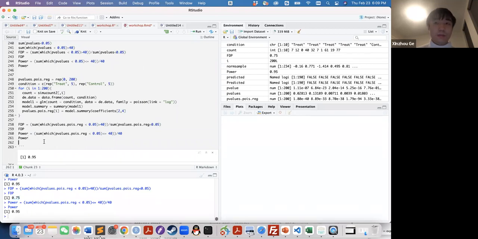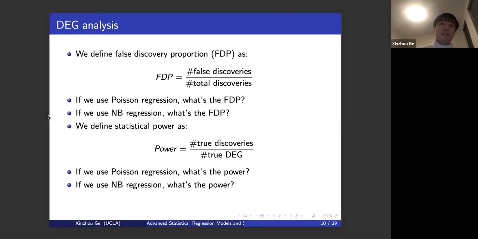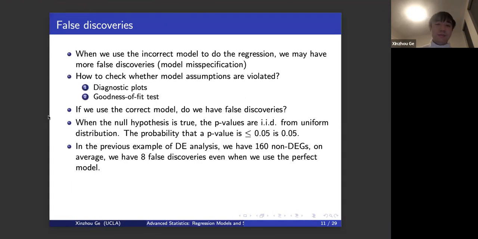So we can go to our next part. From these results, we can first get some conclusions by comparing these two models. We may use the incorrect model to do the regression. For example, using the Poisson regression model for the negative binomial distribution, we may have more false discoveries. And these false discoveries come from model misspecification. So we need to check the model assumptions, whether they are violated.